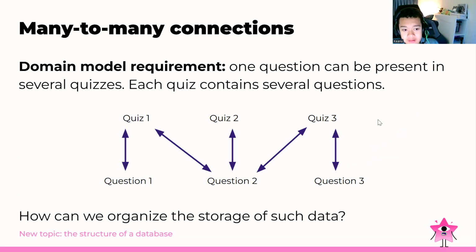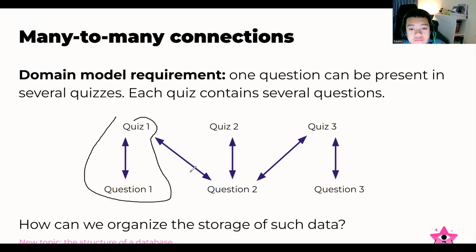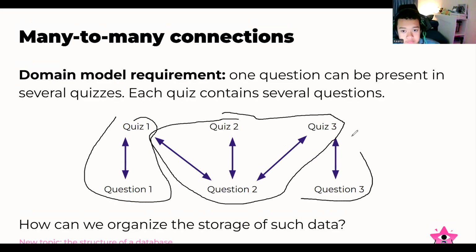So basically, for this example, we also have the one to one and one to many from the previous slides, and now many to many connections. This one is the domain model requirement: one question can be present in several quizzes, and each quiz contains several questions. As you can see, we have quiz one and question one, question two and quiz two, question two with quiz three, and quiz three with question three. So these connections are related to each other.